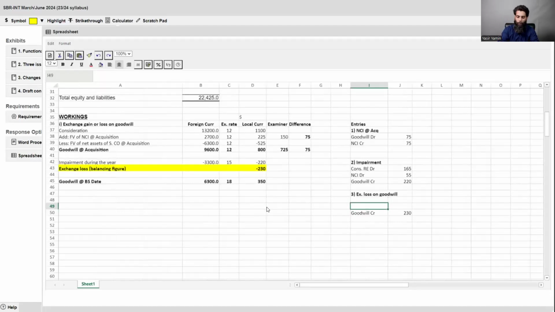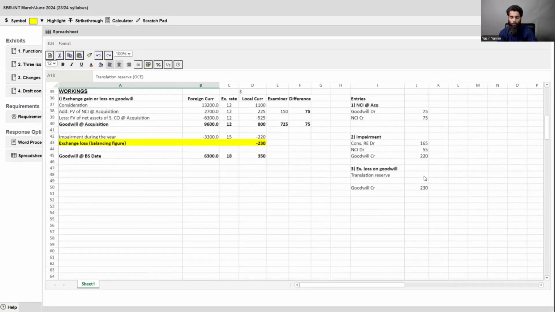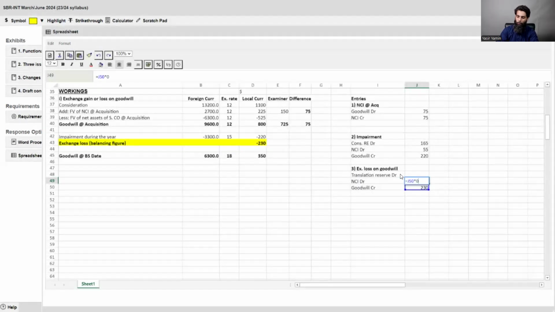So, okay. Goodwill credit 230, your goodwill would decrease due to this exchange loss. And what do you debit? You debit translation reserve. We saw translation reserve in our SOFP's breakup as well, right? I can show it to you. There is a translation reserve or other components of equity already present, so we'll have to adjust this under translation reserve. So translation reserve debit, and NCI also debit: 230 into 0.25, 230 into 0.75.